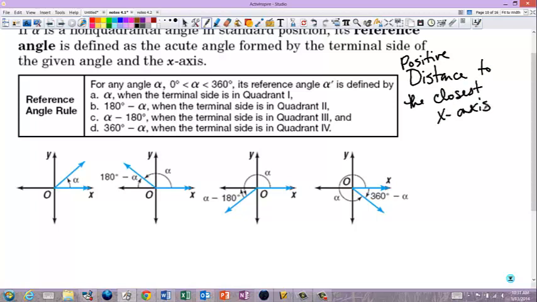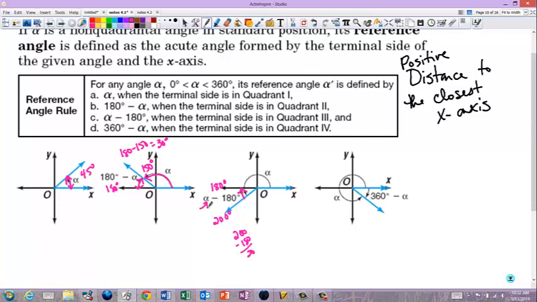x-axis. Okay, so let's just pretend if this is a 45-degree angle, then that's 45 degrees. Okay, let's say this is 150. Just pretend for a second. That's 150 degrees. Well, the closest x-axis is 180 degrees, so that distance would be 180 minus 150, which is 30. If I'm in quadrant 3, let's call that 200. Pretend it's 200 degrees. And this is 180 degrees. Well, the distance here would be 20 degrees because it's 200 minus 180.